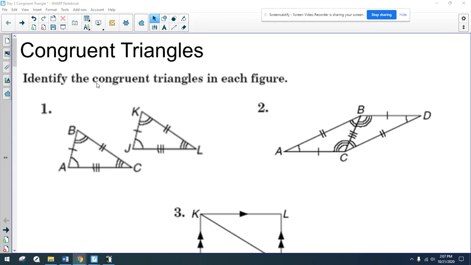You need to catch up on. So, identifying congruent triangles in each picture. What we're going to be doing is called a congruence statement. Okay, I believe I've mentioned this before.